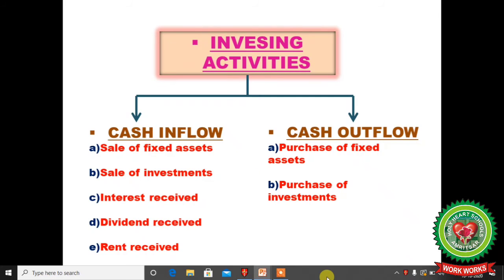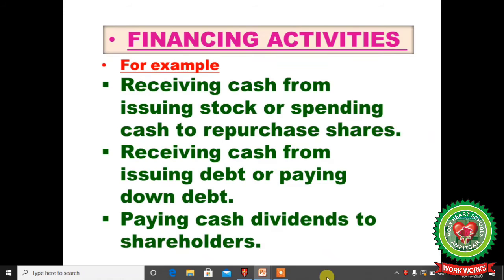See, sale of fixed assets. So here, like plant and machinery sold, you received your cash. Sale of investment and interest received on debentures, dividend received on the shares and the rent received, and cash outflow simply like purchase of fixed assets, purchase of investments.